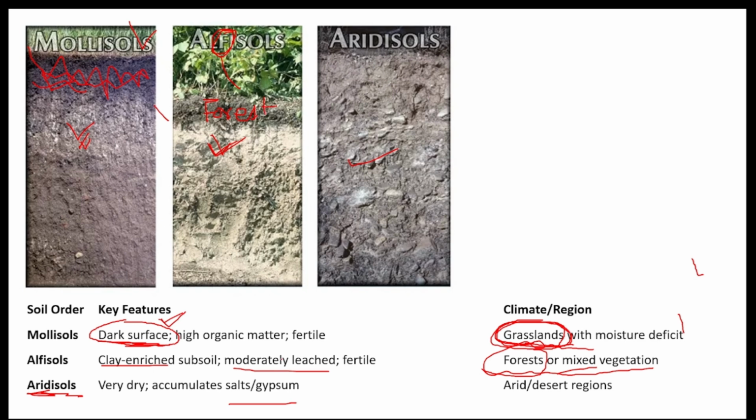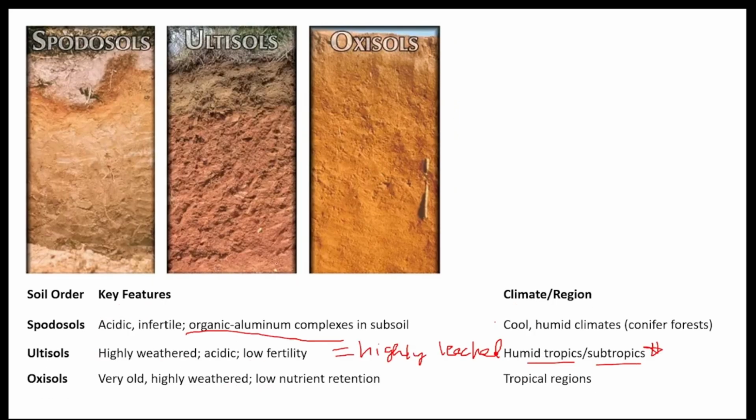That's it. Salt and gypsum, yeah. Salt and gypsum are always associated with dry regions like the Kutch, Rann of Kutch. This is my most hated slide, I would say.